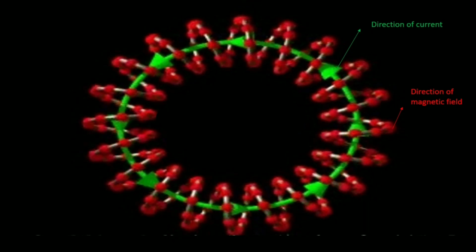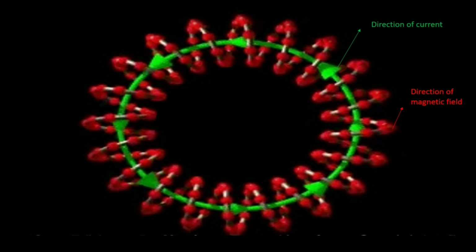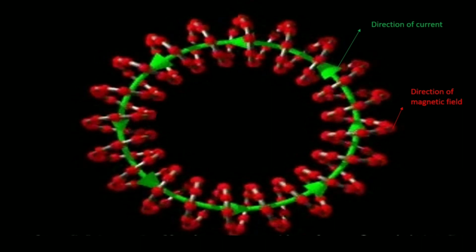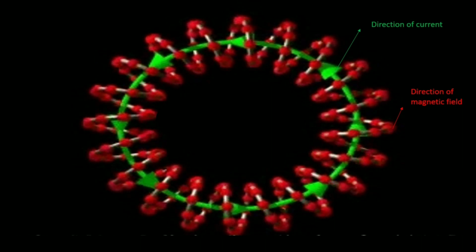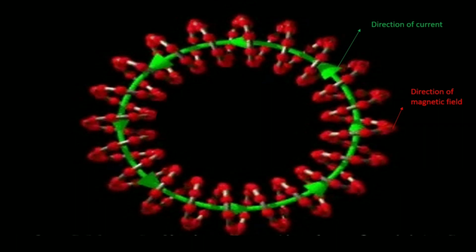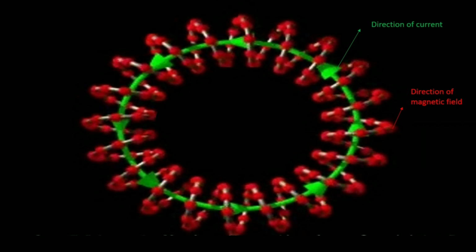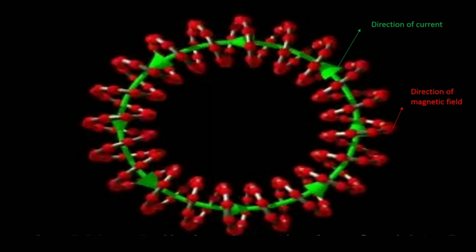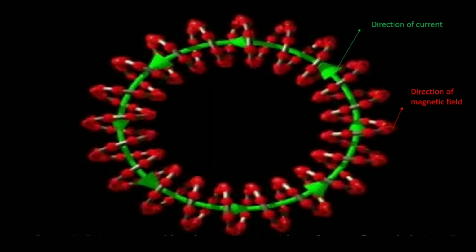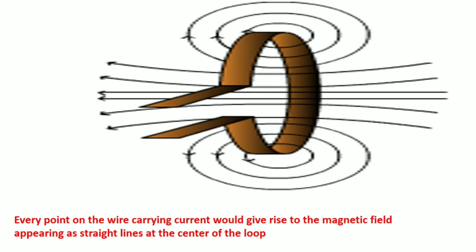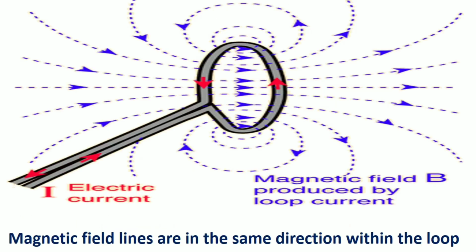Maxwell's right-hand thumb rule is used to find the direction of the magnetic field even in the circular coil of wire. If the direction of the current is anti-clockwise, at every point on the circular coil, we visualize the direction of the magnetic field in this manner. Every point on the wire carrying current gives rise to a magnetic field appearing as straight lines at the center of the loop. Applying the right-hand thumb rule, every section of the wire contributes to the magnetic field lines in the same direction within the loop.